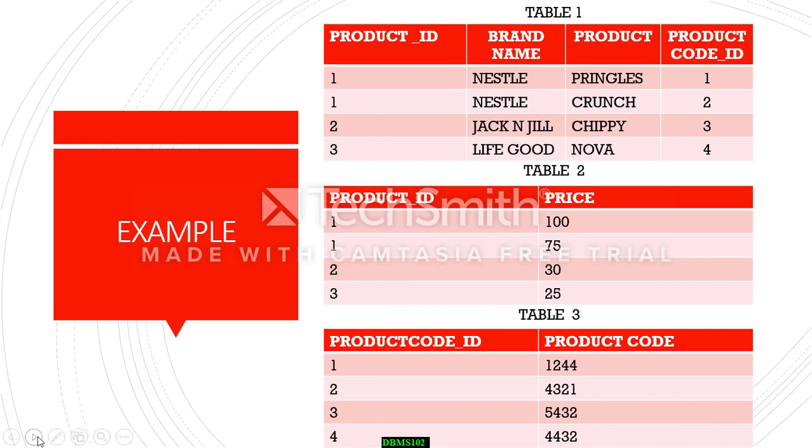Like for example, in table 1, we have product ID 1, 1, 2, and 2. We also have brand names Nestle, Jack and Jill, Life Good. We have also products such as Pringles, Crunch, Chippy, and Nova. We also have product code IDs 1, 2, 3, and 4. In table 2, there is a product ID and a price, and in table 3, the product code ID and the product code.